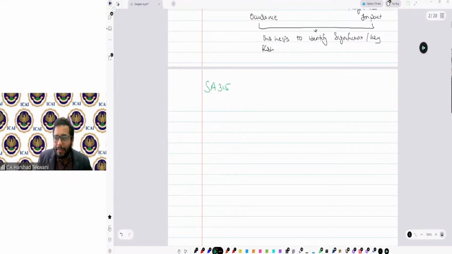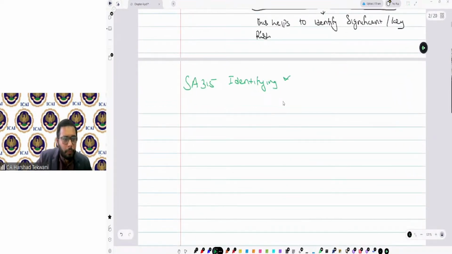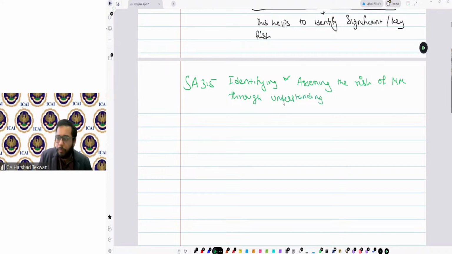So SA 315 is nothing but identifying and assessing the risk of material misstatement through understanding the entity and its environment.